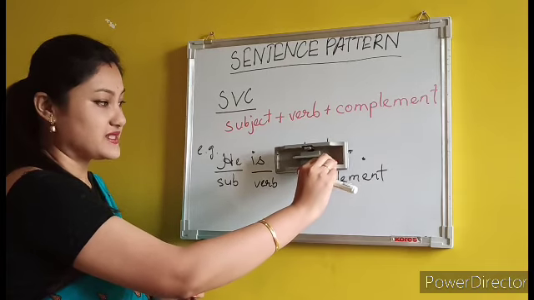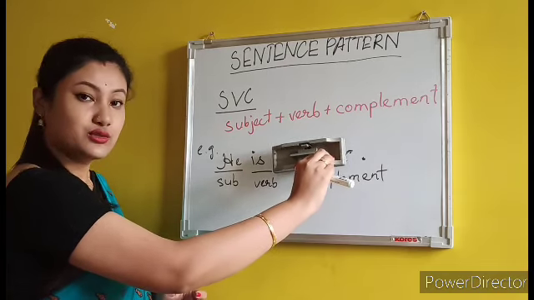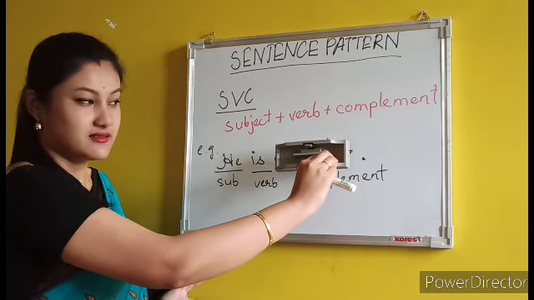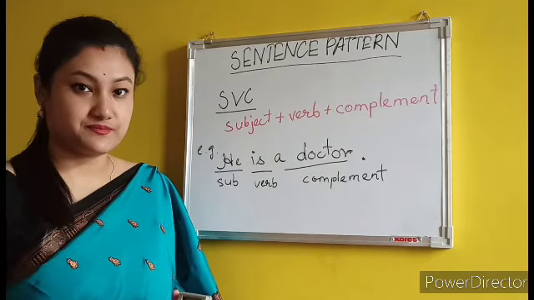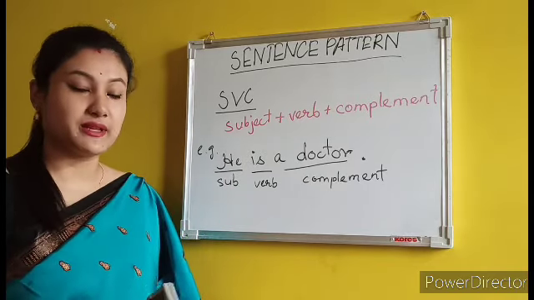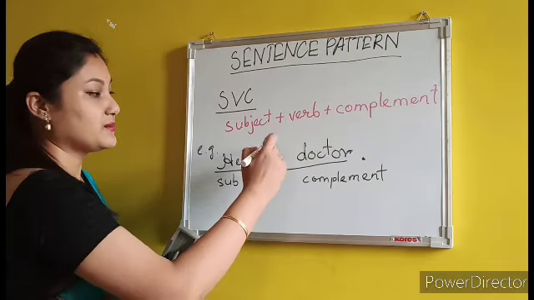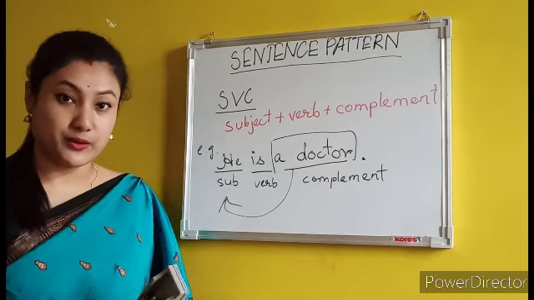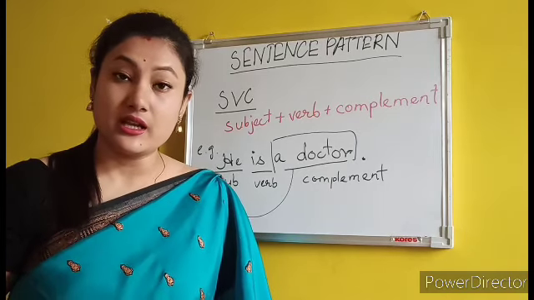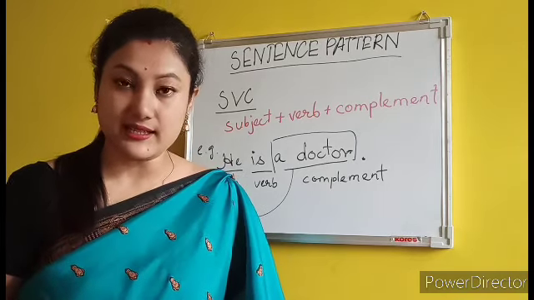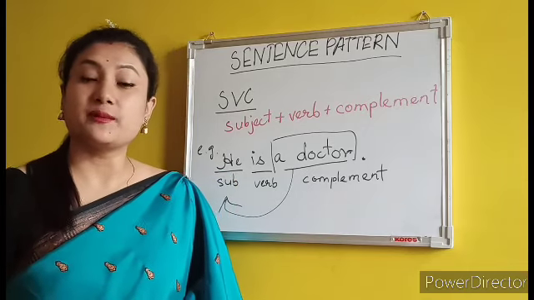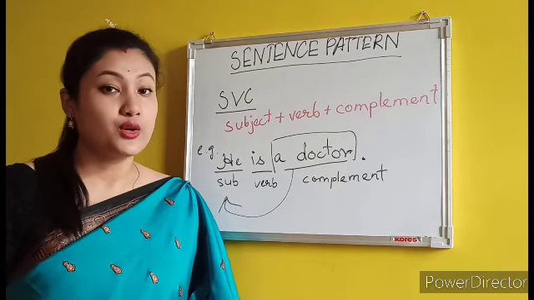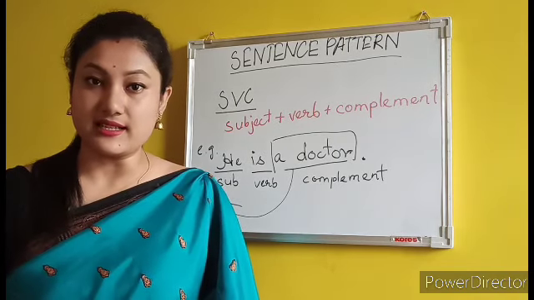The sentence would still have a structure, but it has no meaning. He is. What is he? A doctor. A doctor is the complement. The complement will fully explain the subject. So the complements are word or words which fully explain the subject.